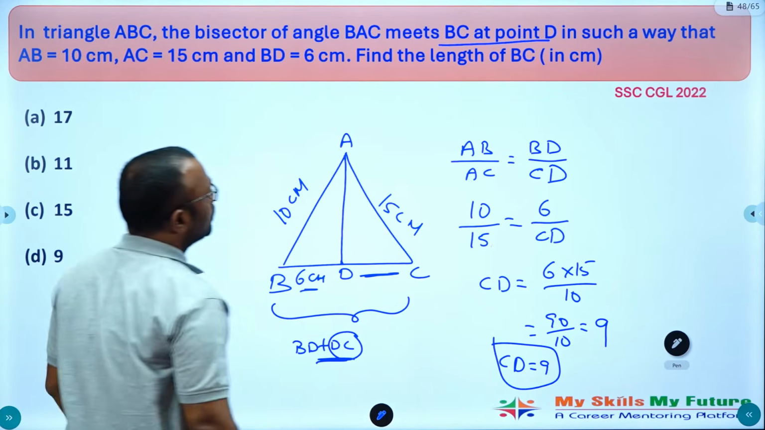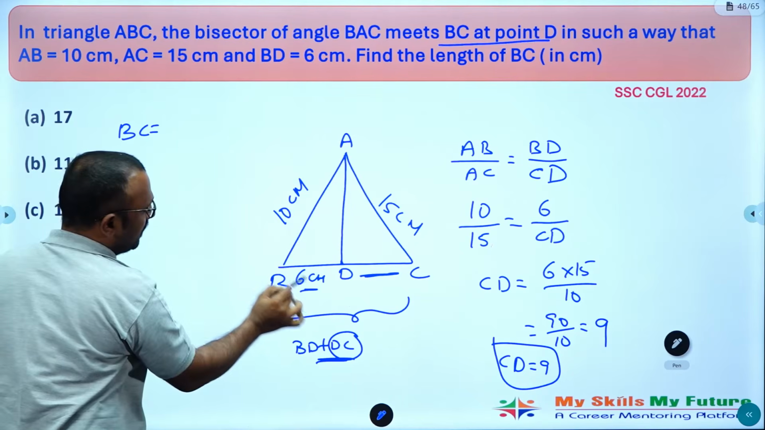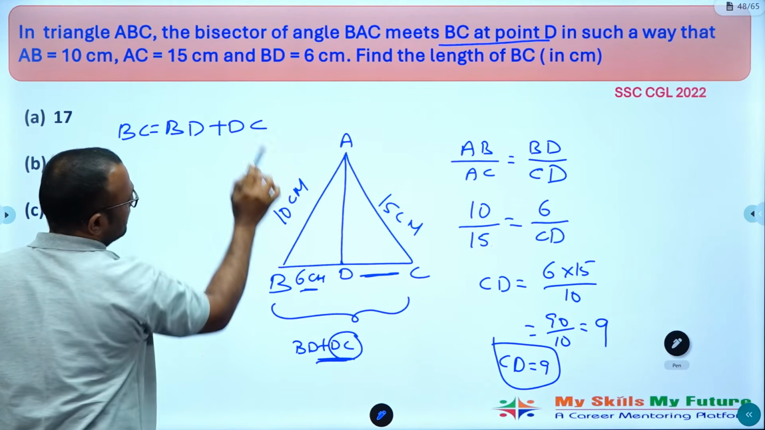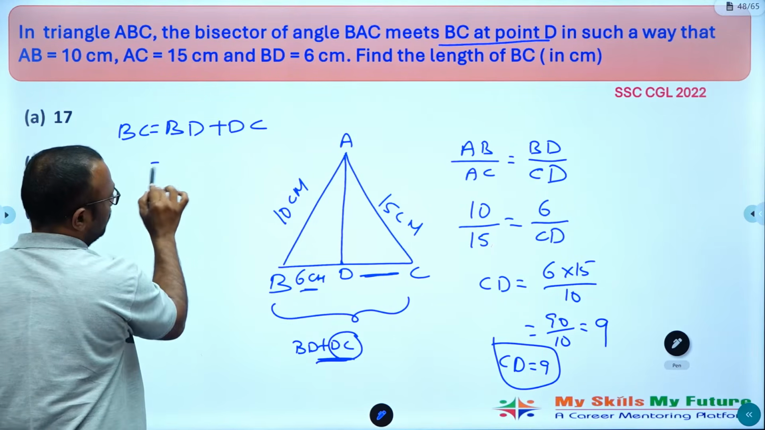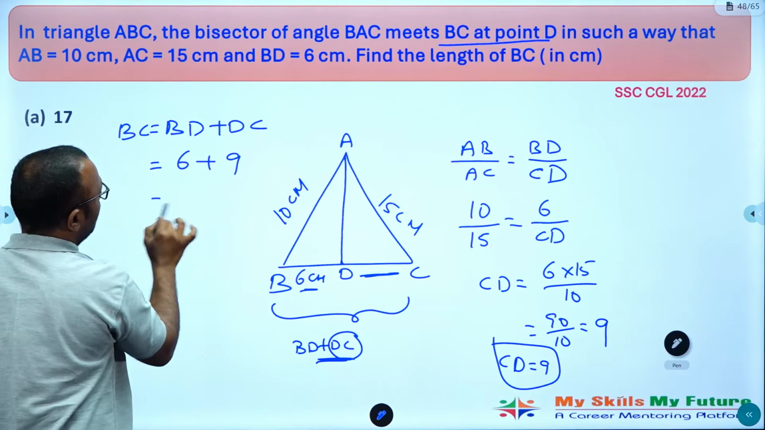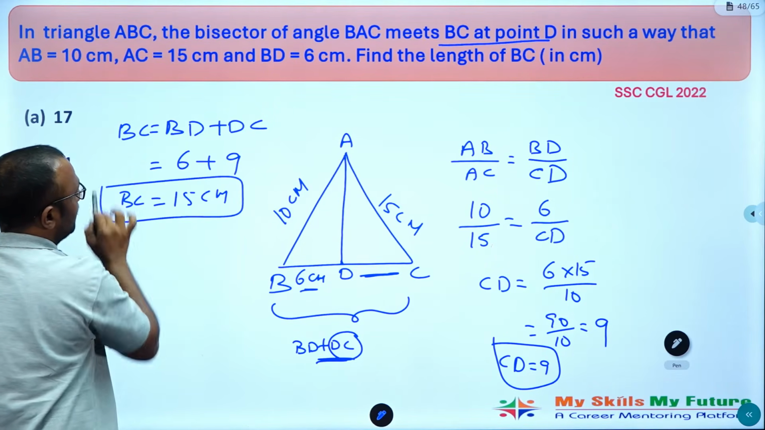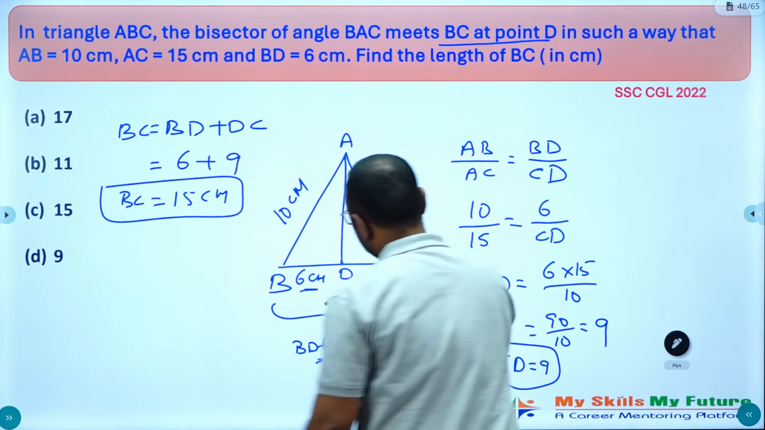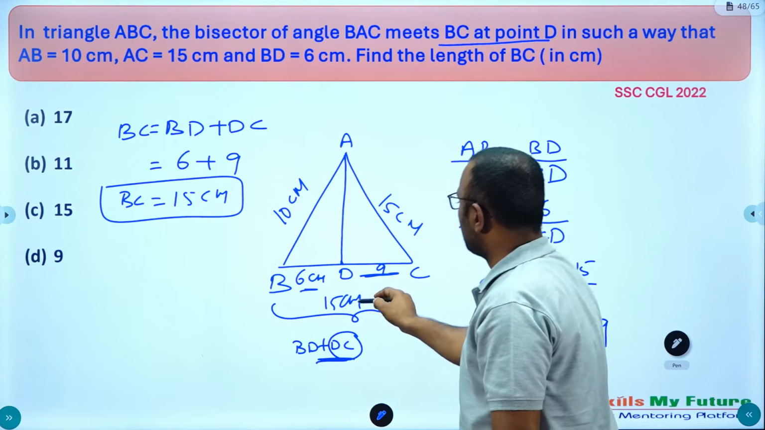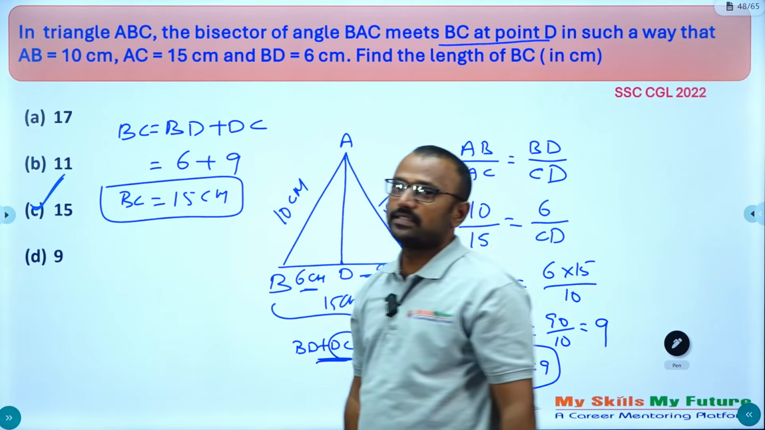So what is our question? Find the length of BC. BC is equal to BD plus DC. So DC is nothing but CD, the two are the same. So 6 plus 9, we get 15 centimeters is the length of BC. This is the length 9, so 6 plus 9, we get 15 centimeters. Option C is correct.